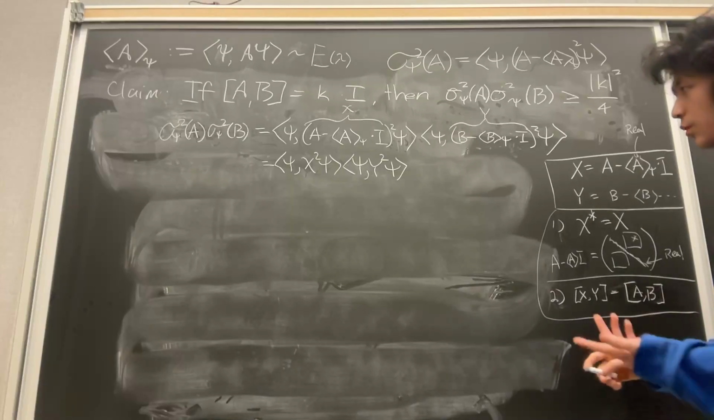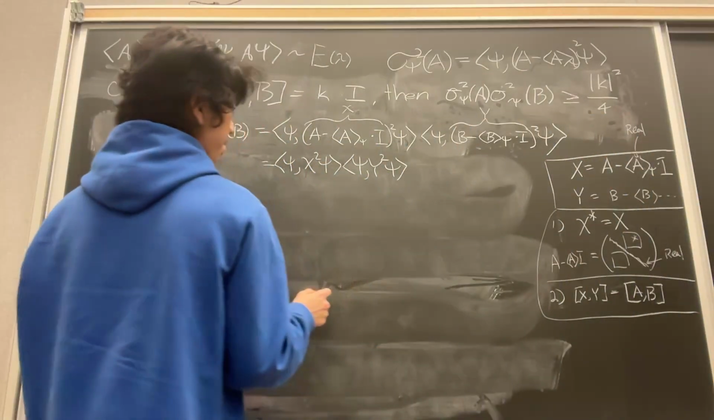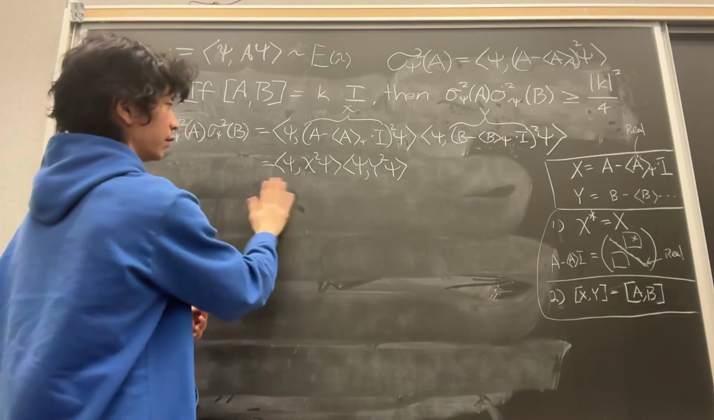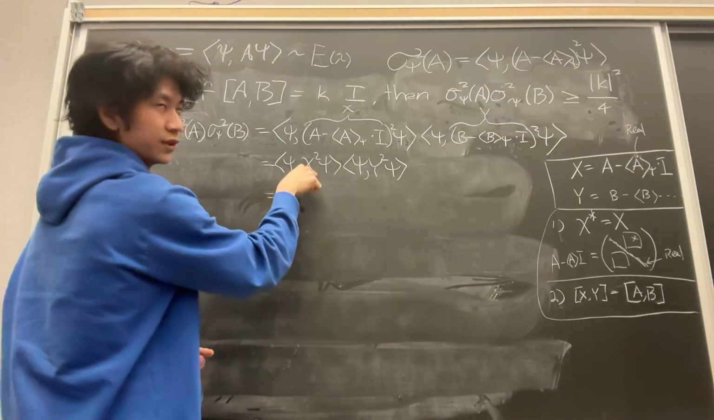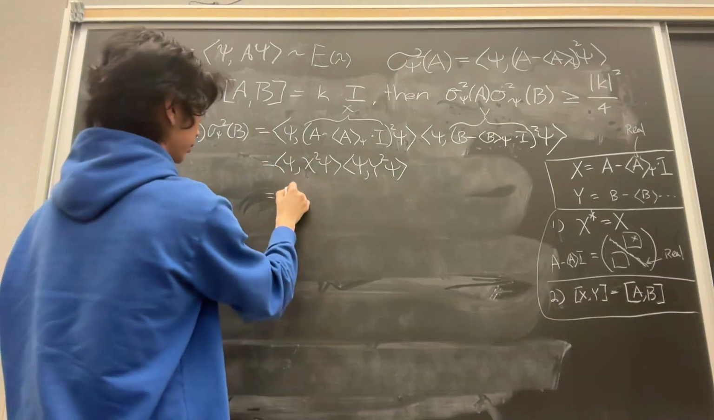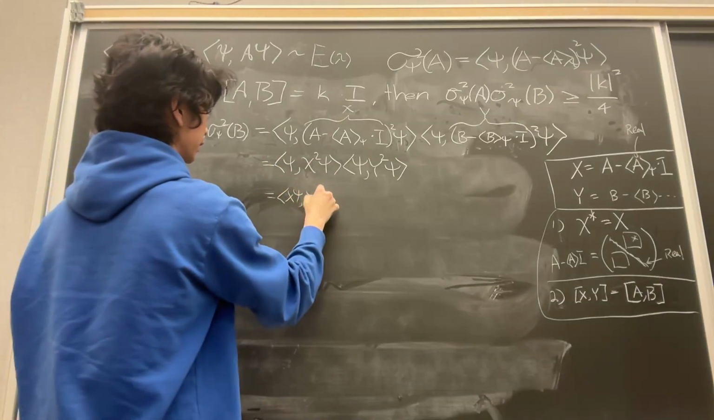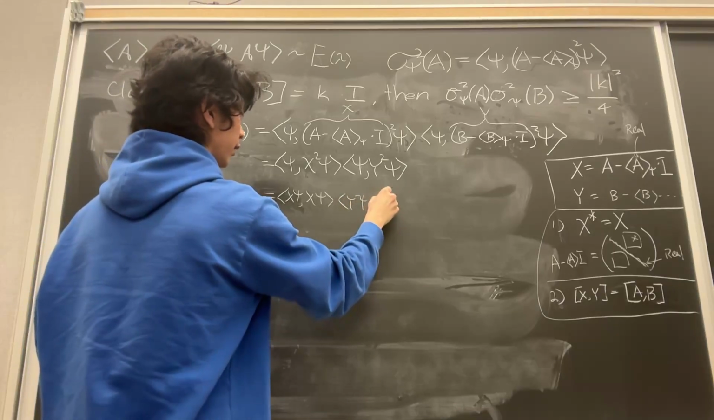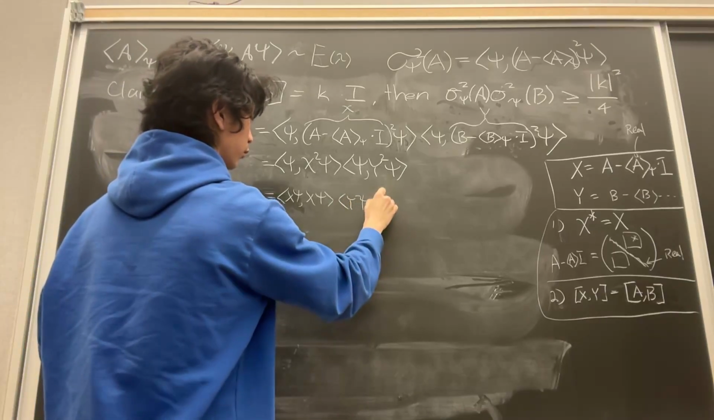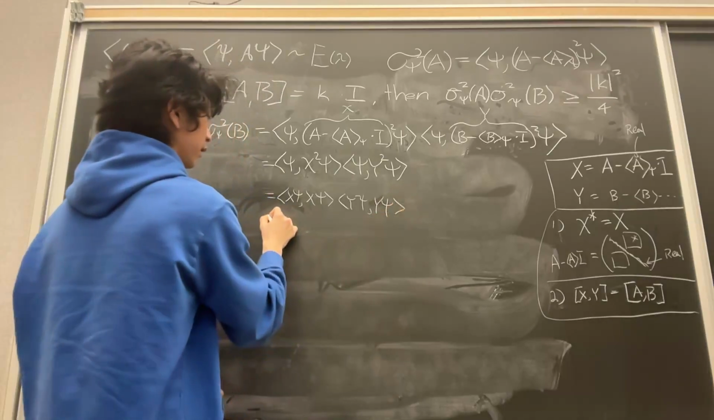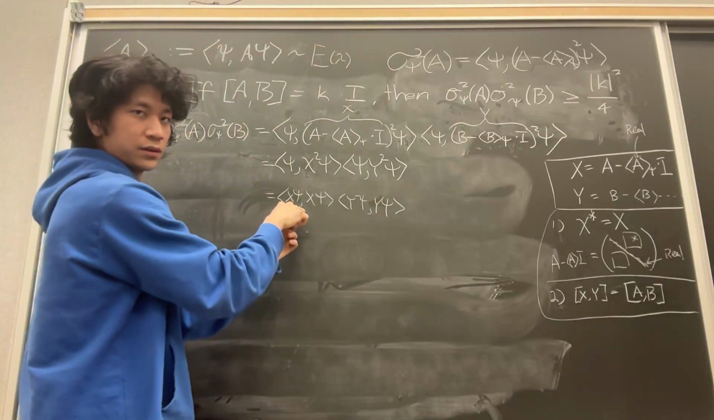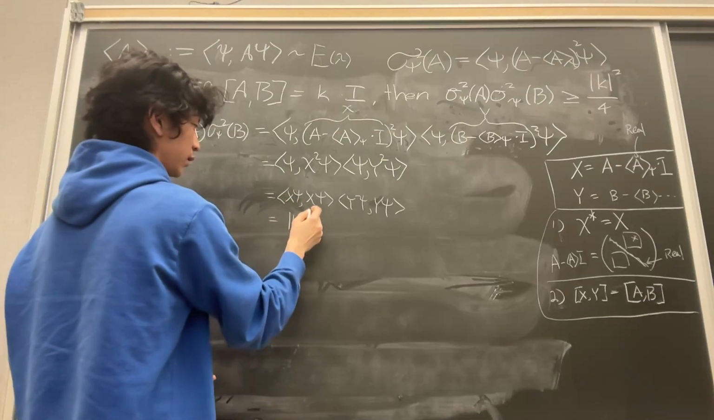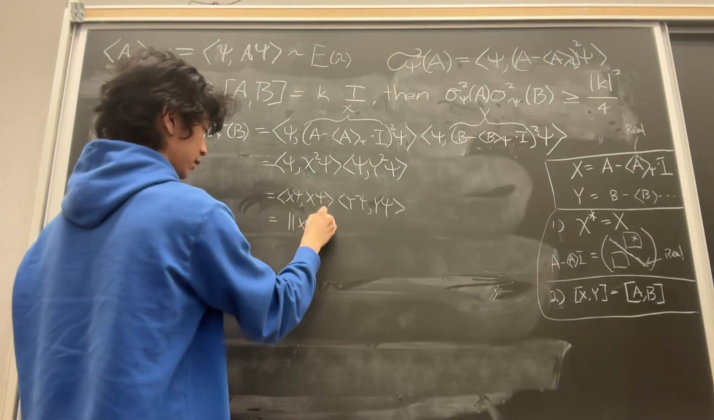Okay, so we can proceed. First, let's just move one of the x over because it's self-adjoint. So x psi, x psi, y psi, y psi. These are just norms. Like a vector dot product with itself would just give you the norm. Not dot product, inner product.